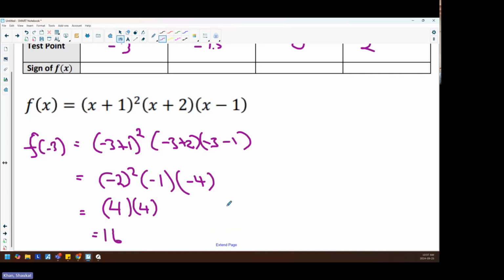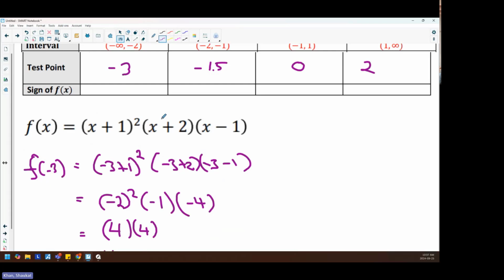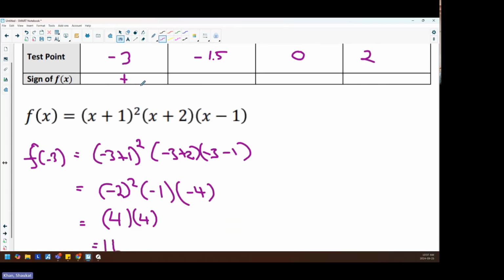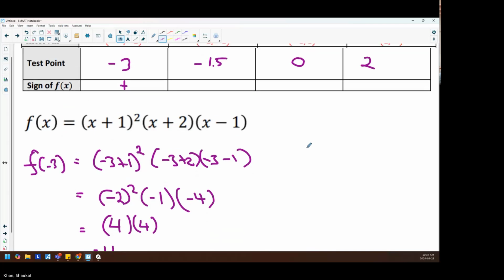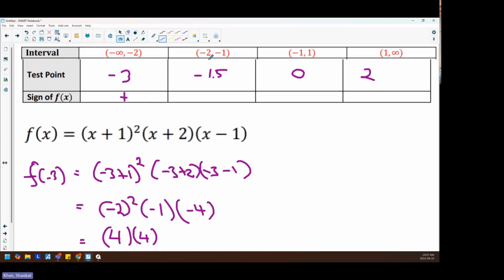So we are not really looking for the actual value or the magnitude of the number. All we care about is the sign. So that's a positive number, so we write positive. Now for our next interval and our test point, -1.5. Same thing. We do -1.5, plug it in.